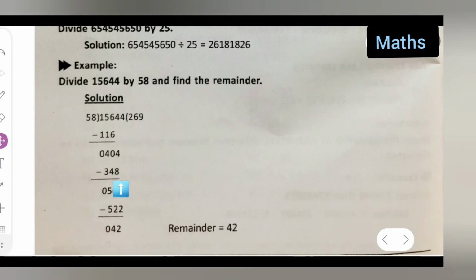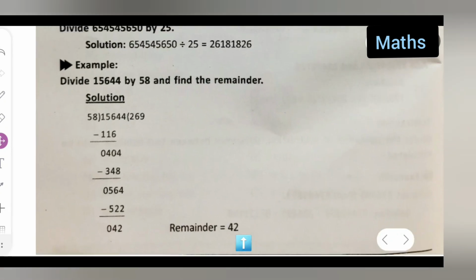So this is the division. Okay, I hope you all know how to divide. And the remainder means the last remaining part, that is 42. So you'll have to write down the remainder as 42.